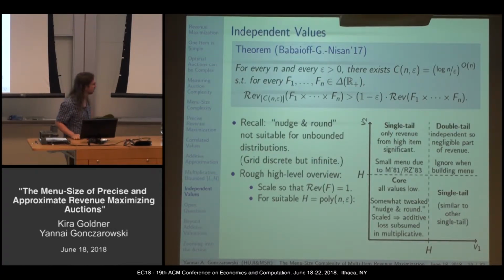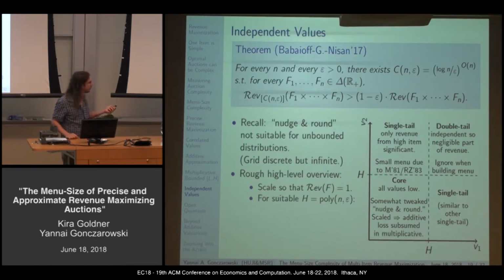Finally, we have the core where all values are low. And here we do nudging around. It's somewhat tweaked because, once again, we have to be careful not to make anything too attractive to people who pay us a very large price and are in the tail. But it's a not very fancily tweaked version of nudging around. So we lose an additive epsilon here. And so we have exponential menu size here, very low menu size elsewhere. Overall, we lose a multiplicative epsilon and here also an additive epsilon, which is bad.